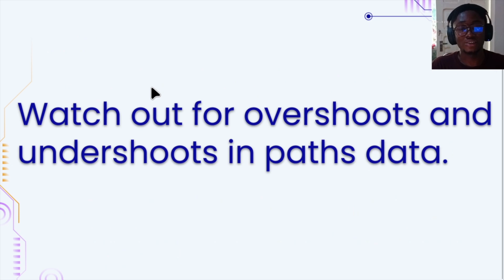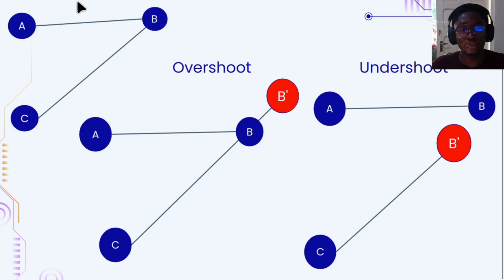Okay, and I have to point this out. You have to watch out for overshoots and undershoots when you're digitizing or when you source your data from some secondary source. You have to carefully inspect the data and make sure that the logical connections are correct, right? So when I say overshoots, this is what I mean. And so this is what you should expect: A is connecting to B, C is also connecting to B, right?